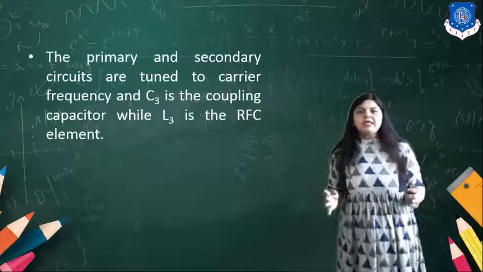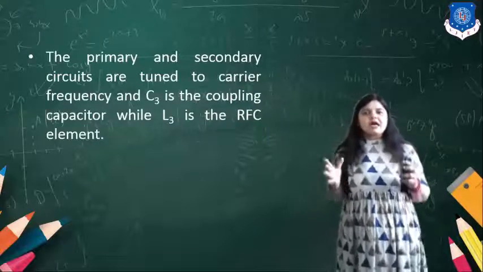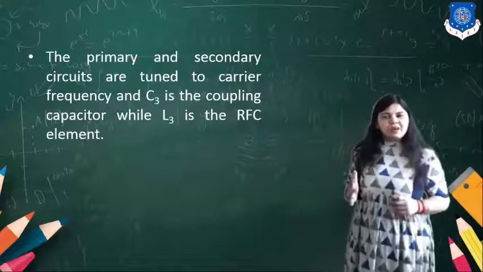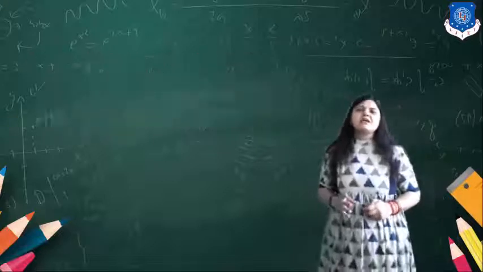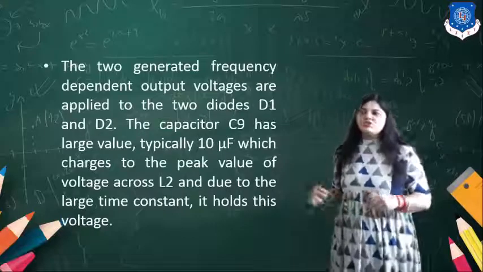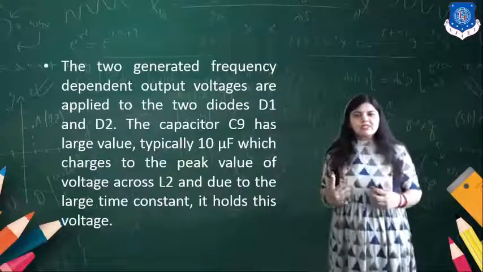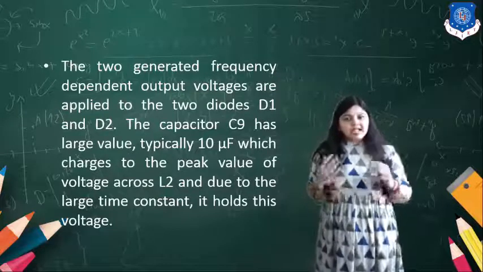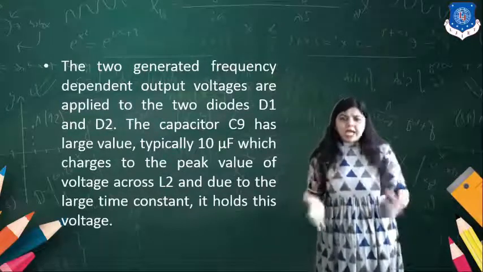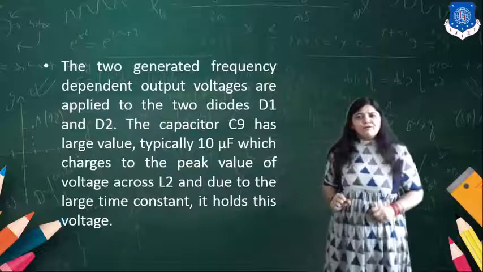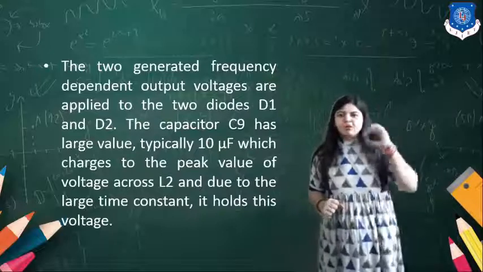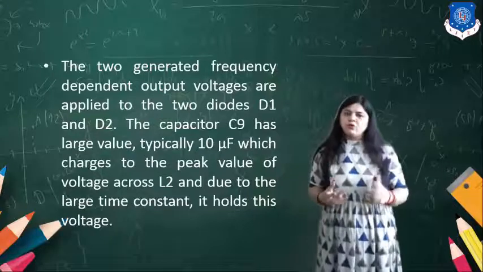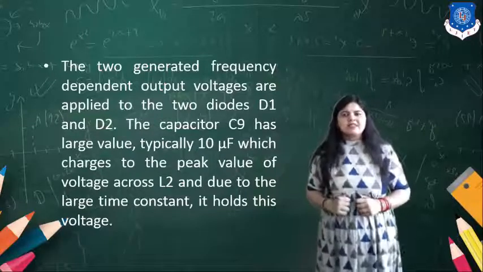So the primary and secondary circuits are tuned to the carrier frequency, C3 is the coupling capacitor, and L3 is the RFC element. The generated frequency output voltages are applied to the diodes D1 and D2, and the capacitor C9 has a higher value, around 10 microfarad. So it will be charged up to the highest value, and the voltage across the secondary L2.